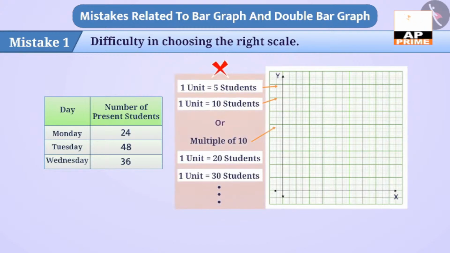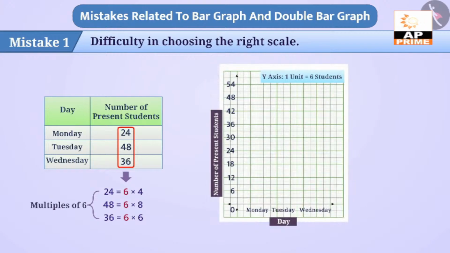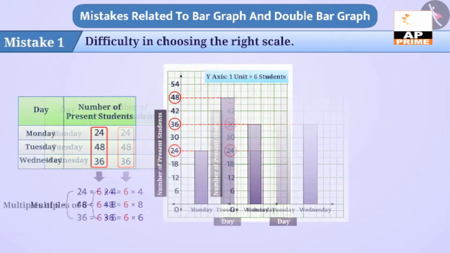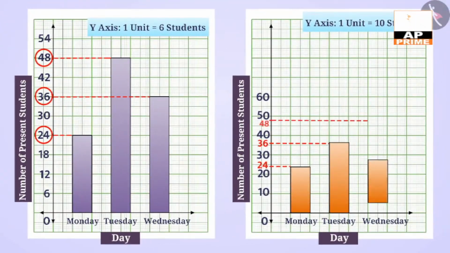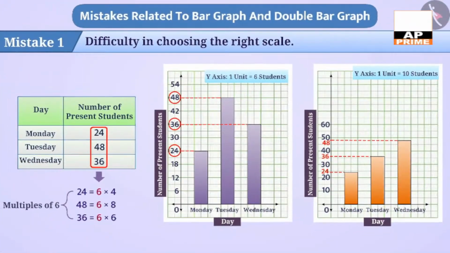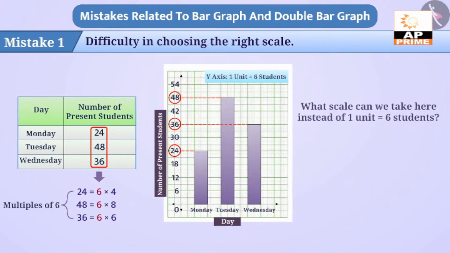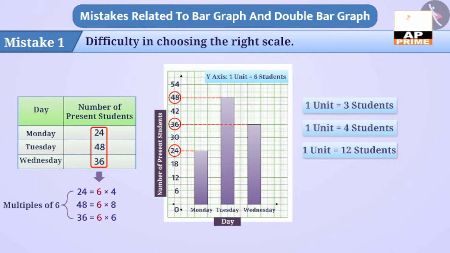But this is a misconception. Here we see all the numbers are multiples of 6, therefore we can take 1 unit is equal to 6 students. Then it will be very easy to draw the bar graph. But if we take the value of the unit as 10, then it will be difficult to represent the numbers shown. It will also increase the chances of mistakes. Can you tell what scale can we take here instead of 1 unit is equal to 6 students? Think. We can also take this scale as 1 unit is equal to 3, 4 or 12 students.